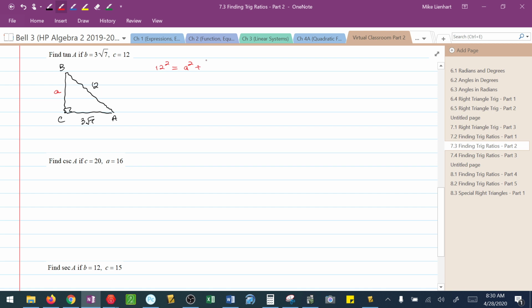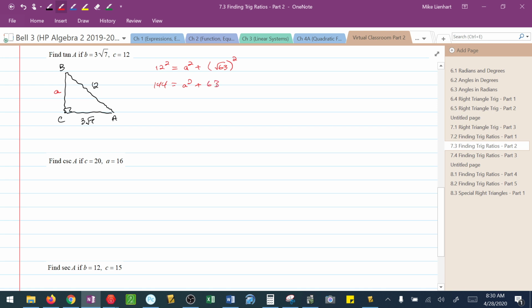Now I'm going to show you a little trick. If you take that 3 and square it, which would be 9, and multiply that times the 7 that's already inside, I move that 3 inside the radical. So this would be the square root of 63 squared. It's a little bit easier to work with because now I've got 144 equals A squared plus 63.